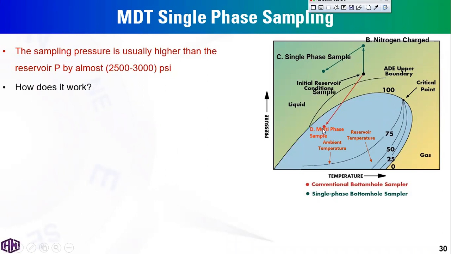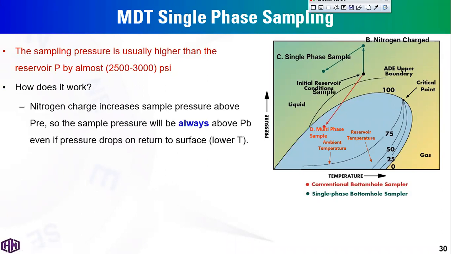The bottom hole samples will be pressurized to pressures higher than the initial reservoir pressure to ensure the sample is single phase, even if the pressure or the temperature of the sample is reduced, as the sample is converted from bottom hole temperature to surface temperature. So even with a reduction in temperature, the sample will also be at single phase conditions.